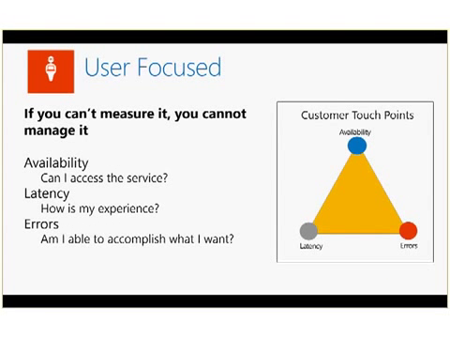Now, what do we mean by user-focused? When we think about the user experience, we think about it in terms of three touch points, as we call them. One is availability. Can the customer access the service? If they put in their username and password, can they get to their mailbox? The second is latency. How is the experience? After they put in their username and password, do they get into their mailbox right away? Or are things working really slowly? Or does it take a long time to switch between folders? The last metric is errors. Are they able to accomplish what they want? In other words, if the user is encountering some sort of error message, is it preventing them from achieving their goal?